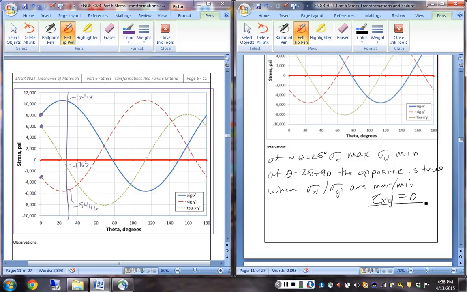When do we have a maxima or a minima in tau? It's at 45 degrees rotation from that. And what's significant when I have a tau extrema? Those are equal. So where tau x prime y prime is a max or min, sigma x prime is equal to sigma y prime, and that happens 45 degrees from your max normal stresses. So there's a whole lot of important things going on in this plot, because we now know how to transform these stress states and see what the maximum values are.